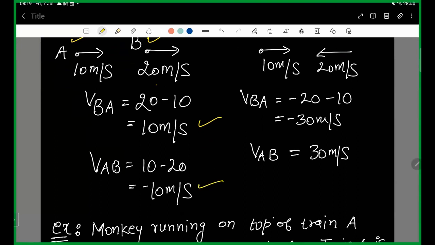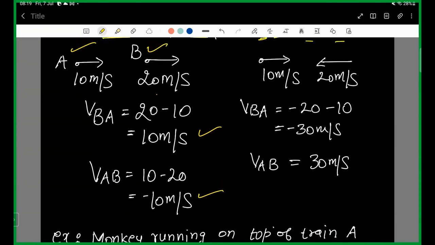So VAB will be minus 10. So if someone asks what is the velocity of A with respect to B, you will simply say it is minus 10. Okay. Now, next part.